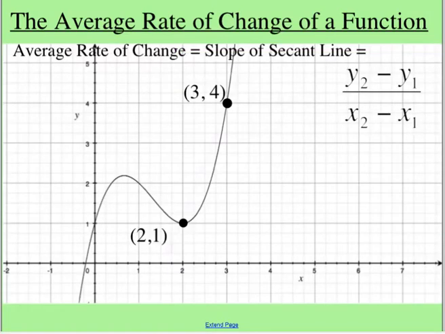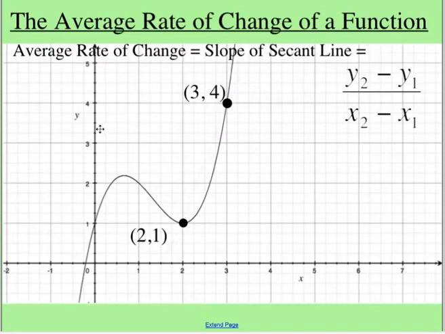Another example is this graph that I have here. This is just a cubic function. And remember, the average rate of change is the slope of the secant line. So go ahead and sketch this graph onto your notes, and then make sure you have the points (2, 1) and (3, 4) in it.